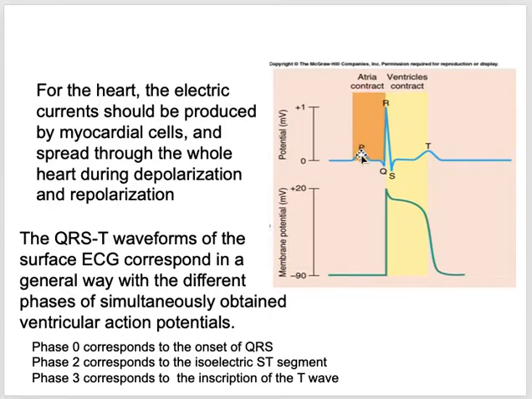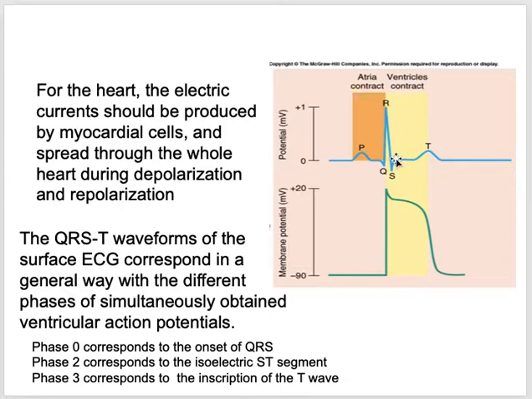Basically, the P wave represents the depolarization of the atria. So the atria are contracting. This electrical signal is associated with atrial depolarization, and it gives the P wave. Then it reaches the ventricles, and the ventricles start contracting. Okay, so it is ventricular depolarization.